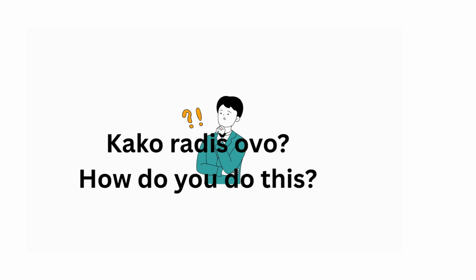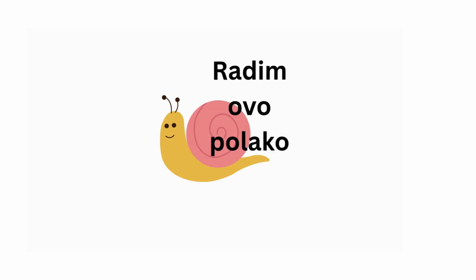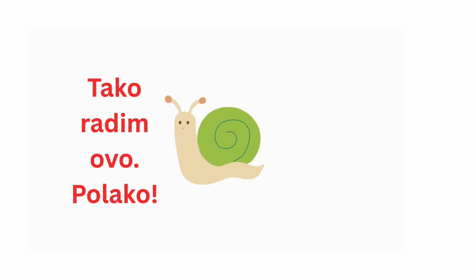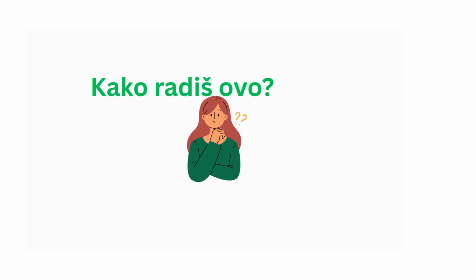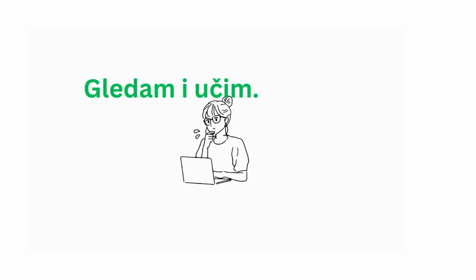Kako radiš ovo? How do you do this? Radim ovo polako. I do this slowly. Tako radim ovo. That's how I do this. Polako, slowly. Kako radiš ovo? How do you do this?